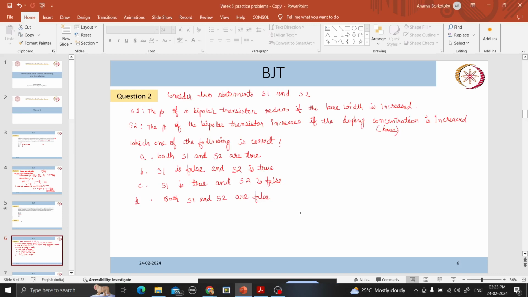So what happens to the current gain, that is beta? So beta is the common emitter current gain of BJT. So how is beta affected based on the base width and the doping concentration? So what is the effect?